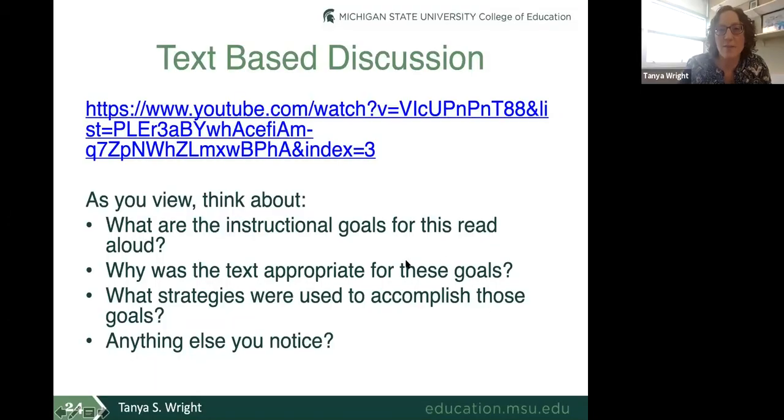Okay, so we don't have a ton of time, but I do want to just share some thoughts about that example. So I've already said the instructional goals are to support very young children in having a text-based discussion, right? And this is going to look a lot different when we have third, fourth graders who are in small groups who could facilitate some of this themselves. Why was the text appropriate? I think it was appropriate because the open-ended question was, what are we going to learn from this text? And there was a lot to learn, right? So there were lots of options for kids to respond to that.